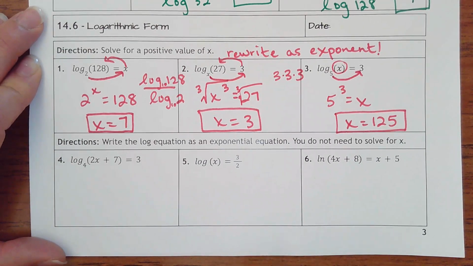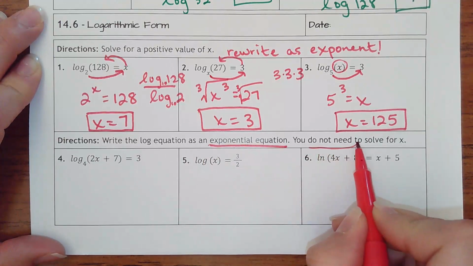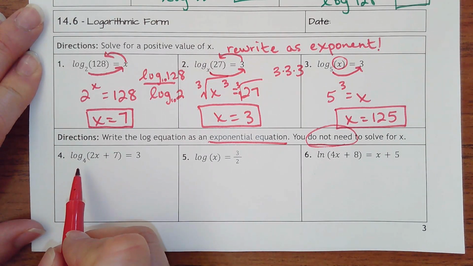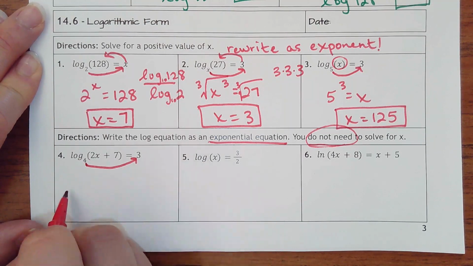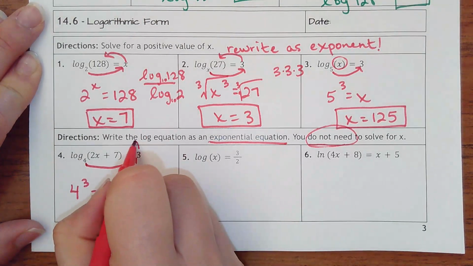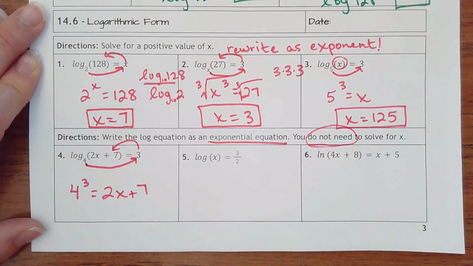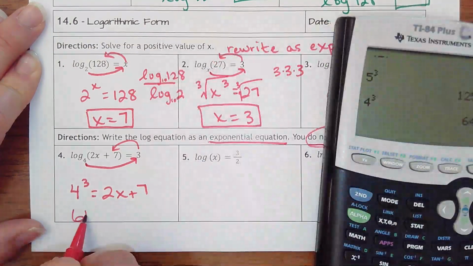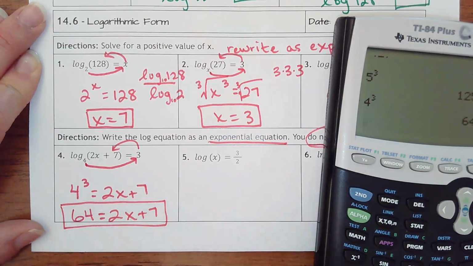All right, the second part of this says write the log equation as an exponential equation. You do not need to solve for x. These are super simple. So number 4, to rewrite this log equation as an exponent, we're going to say base 4 to the third power would equal 2x plus 7. And you could simply write it like that. I'm sure that you could put 4 to the third power, which is 64. But again, you're not needing to solve. We could solve, but that's not what this section wants you to do.